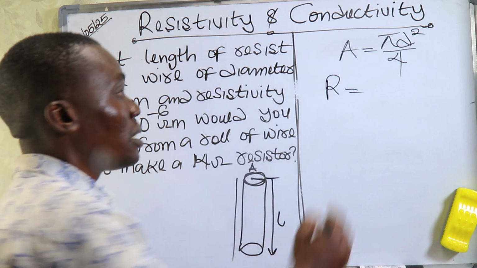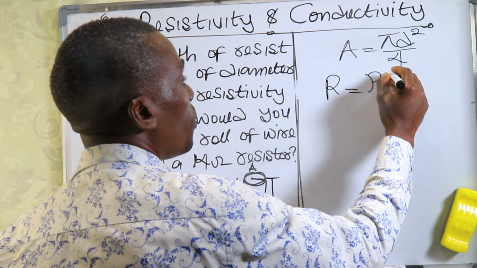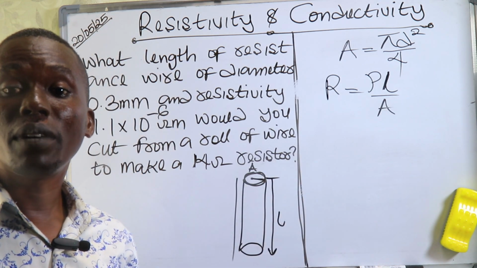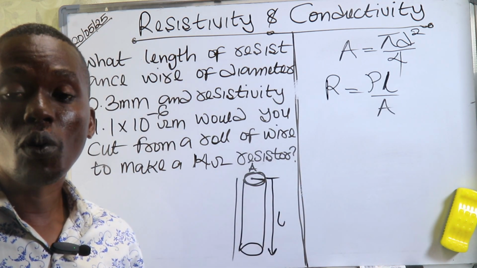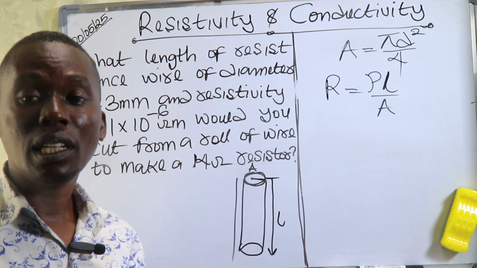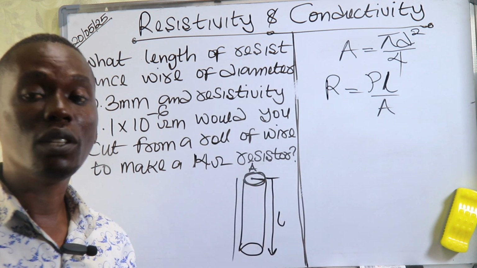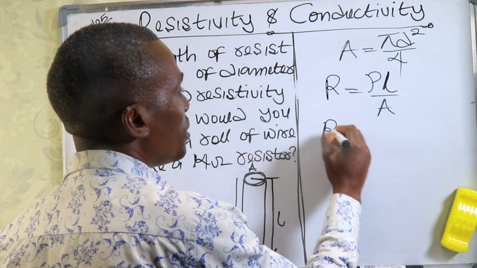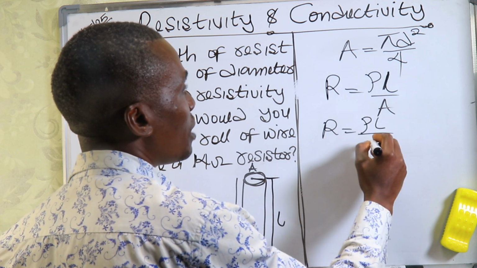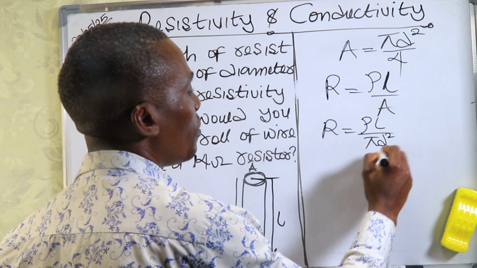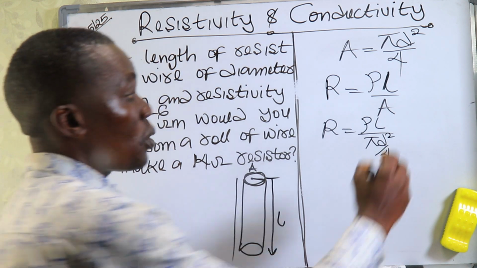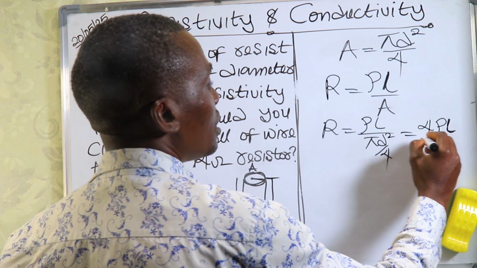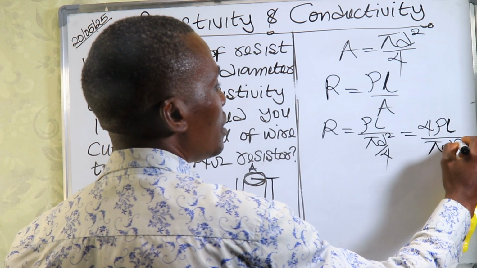And what is the resistance? The resistance gives us rho times length divided by A. What we will do is find the cross-sectional area. If we put the cross-sectional area to be pi d square divided by 4, we will get our resistance to be equal to rho times length divided by pi d square over 4. So this will automatically give us 4 times rho times length divided by pi d square.